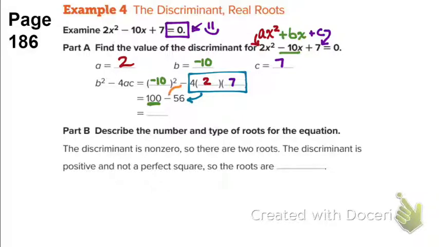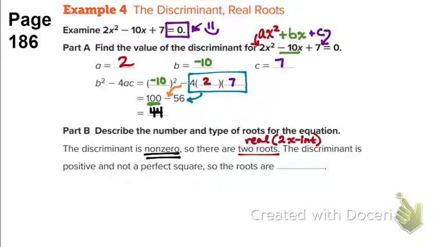We've dropped our subtraction sign down, so I have 100 minus 56. Go ahead and pop that into your calculator. You should get 44. The discriminant is non-zero, so there are going to be two roots, specifically two real roots. We have two x-intercepts here.